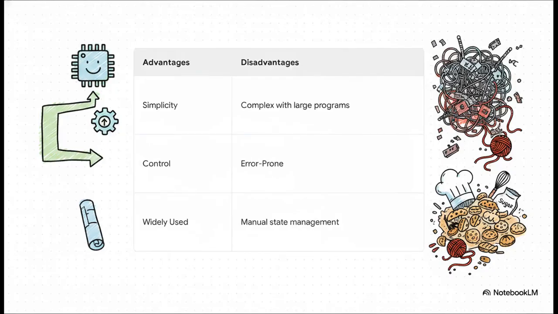But there's a really fascinating trade-off here. Imperative and procedural code is wonderfully simple and gives you total direct control. But that simplicity becomes a huge disadvantage when your program grows massive. Imagine trying to explicitly track every single ingredient, temperature, and stirring motion for a gigantic commercial bakery producing 10,000 distinct pastries a day. The manual tracking becomes a tangled, error-prone mess.